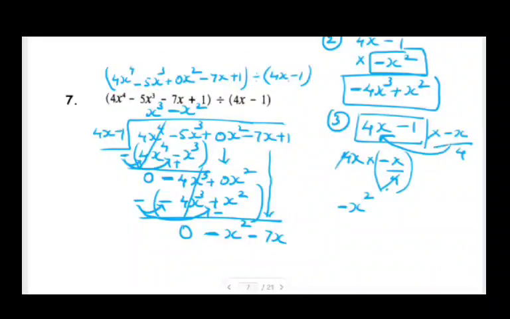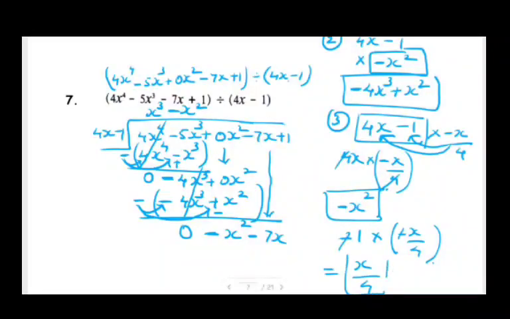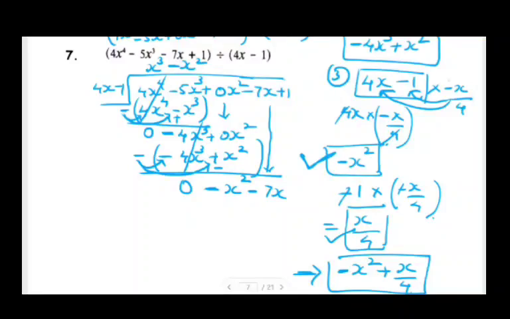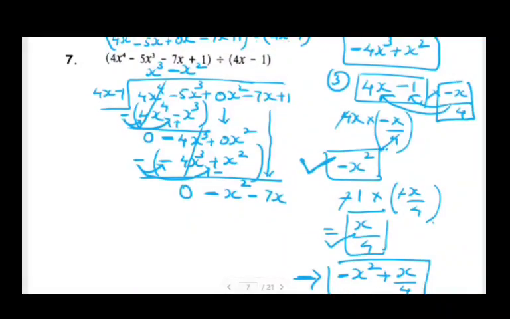Right now I have to multiply this as well, which is minus 1 into minus x upon 4, correct? Minus minus cancel out, x upon 4. So how does my full expression look like? It looks like minus x square, that is this one, plus x upon 4, right? So this goes as my working and this goes as my quotient.